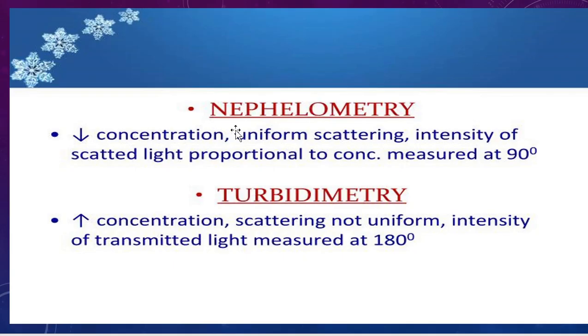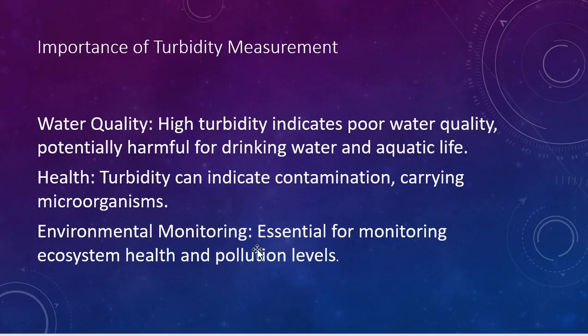We have previously discussed where we use the nephelometer and the turbidity meter. The nephelometer is used when the concentration is low and uniform scattering is happening, and in this device the detector is at 90 degrees. The turbidity meter is used when the concentration is high and scattering is not uniform, and in this the detector is placed at 180 degrees.